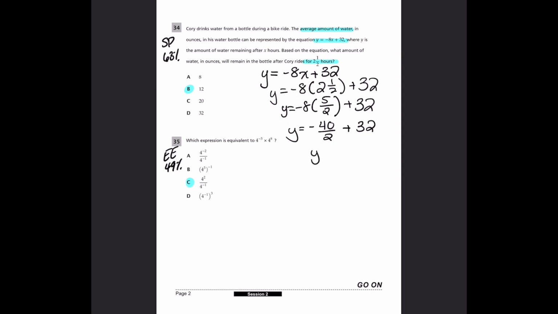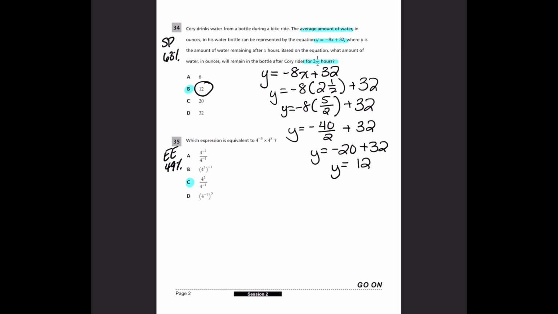Okay, easy enough to simplify. Negative 40 divided by 2 is negative 20 plus 32. And negative 20 plus 32 is positive 12. There you go. I didn't even need a calculator for that one. It was just substitute and simplify. Let's look at the next one.